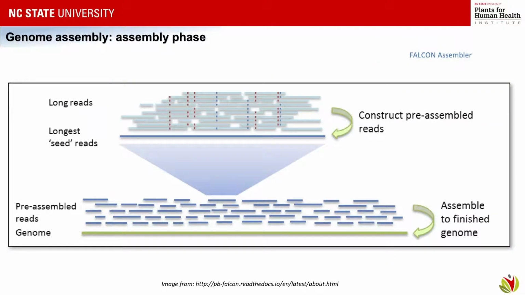But for the long reads, the good thing is that they are way longer. What we do normally is map the sequences versus each other and find the longest seed read. And this one is the pre-assembled read that represents a lot of reads. We first correct the errors, and then we proceed to do the overlapping and generate the contig.